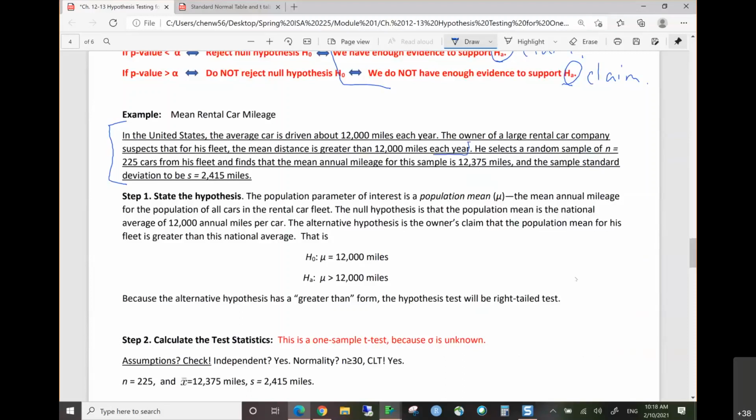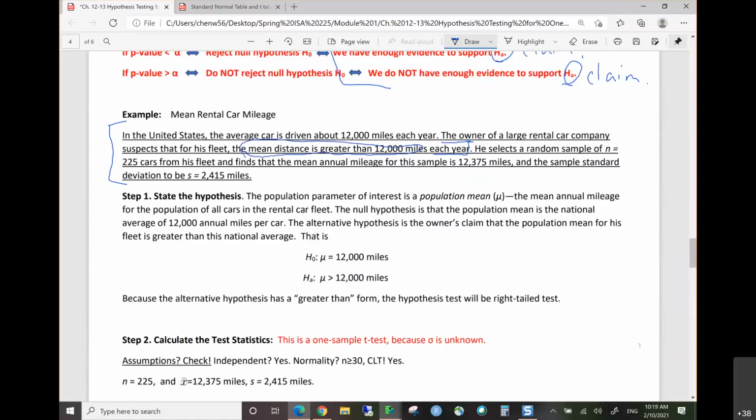This sentence tells us the alternative hypothesis. Perfect, right? This sentence tells us the alternative hypothesis, what we want to test, right? What do we want to test? We want to test whether the mean distance is greater than 12,000 miles, right? This is what we want to test.